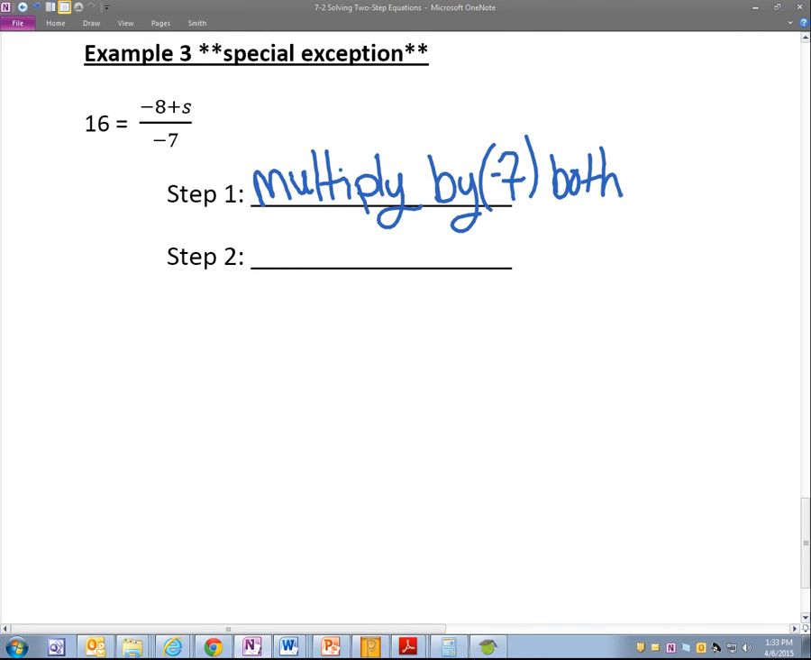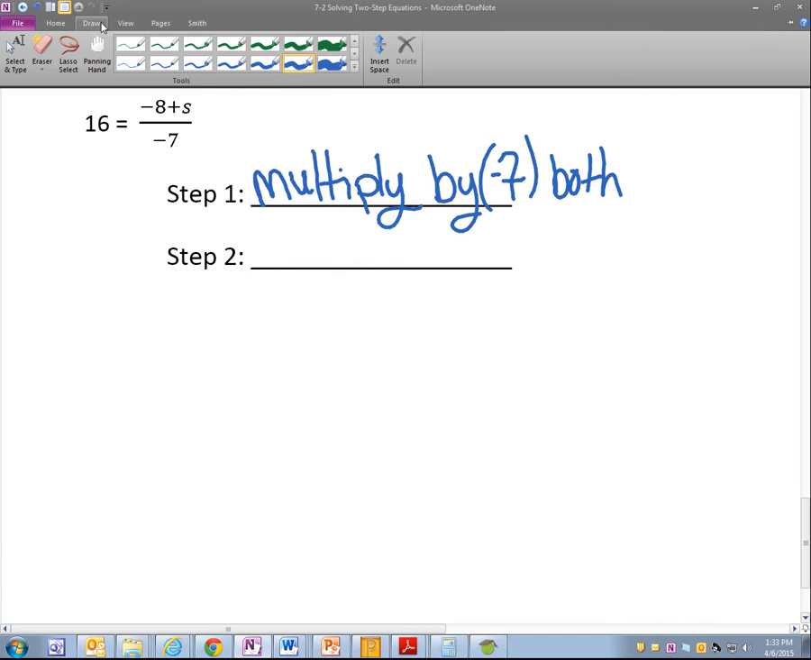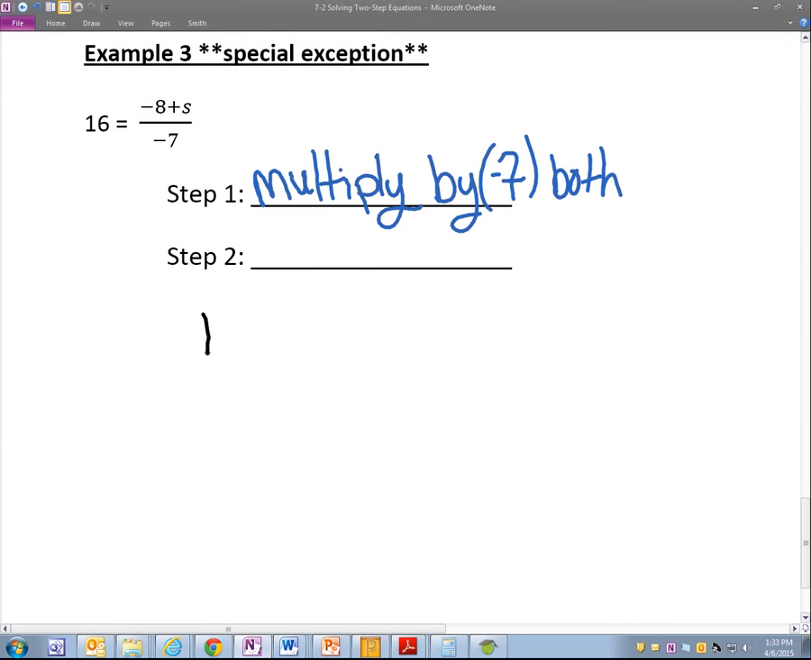Okay, I'm going to rewrite it down here. So we have 16 equals negative 8 plus s, because this is actually what it represents. If I were to rewrite it, it could look like that. That's why we do the multiplication first, because parentheses are done last. That's actually what it is.